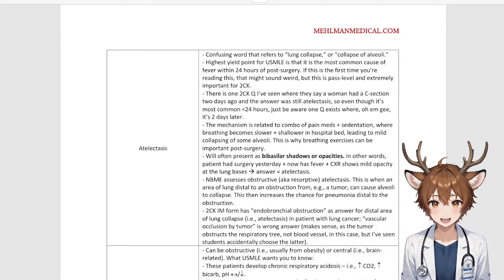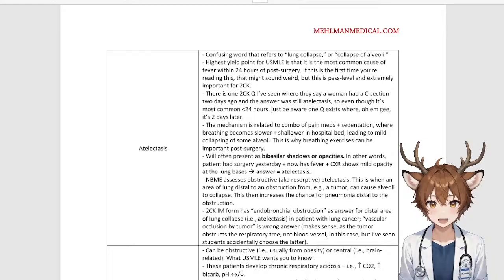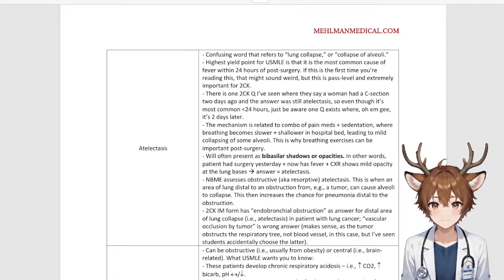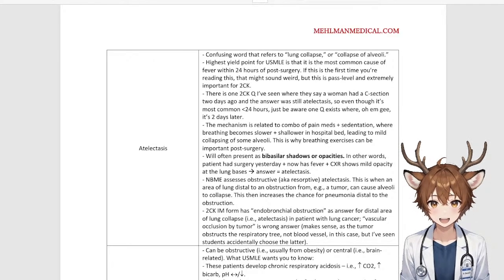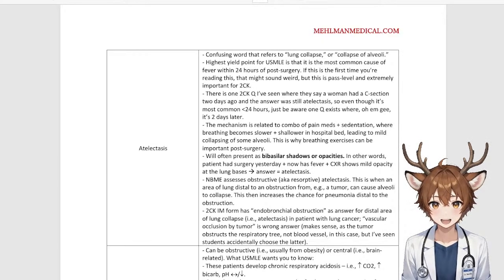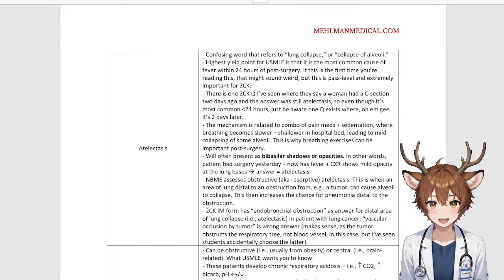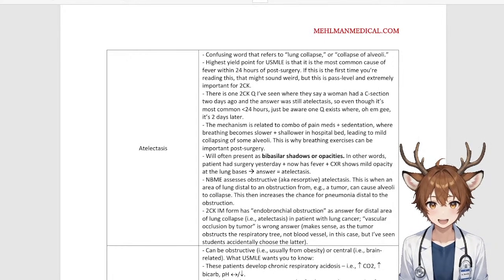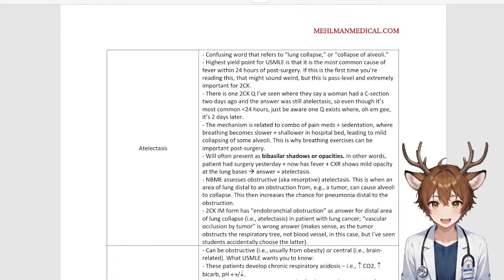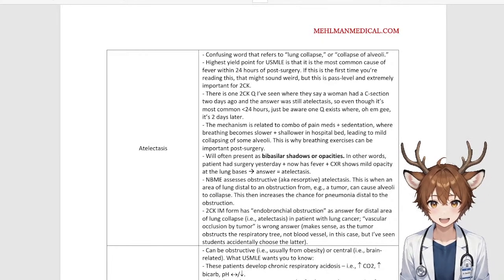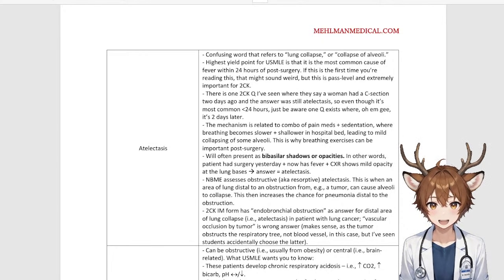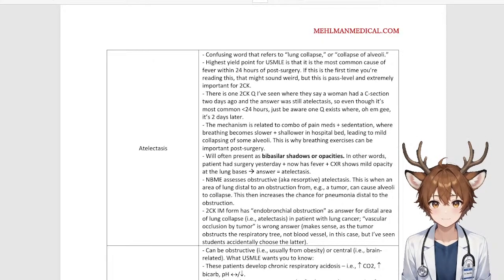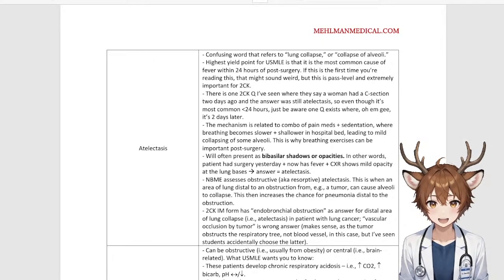The mechanism is related to the combo of pain meds plus sedation, plus sedentation, where the breathing becomes slower and shallower in a hospital bed, leading to mild collapsing of some alveoli. This is why breathing exercises can be important post-surgery. It will often present as bibasilar shadows or opacities. In other words, a patient had surgery yesterday, now has a fever, and chest x-ray shows mild opacity at the lung bases. Answer equals atelectasis.